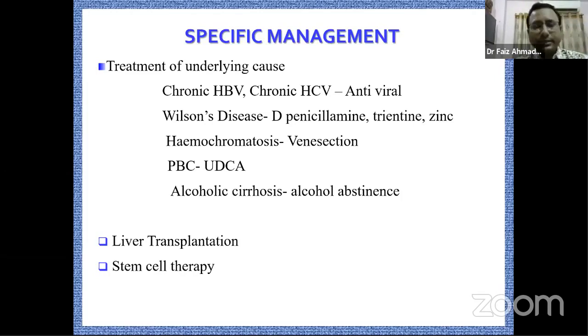So liver transplantation is the only curative treatment for cirrhosis of liver. This can be asked in exams, and you should know that liver transplantation is done a lot in many countries of the world, and after liver transplantation the survival benefit is very good, patient life expectancy increases a lot. 70% of patients survive more than 5 years, and 10 year survival is 50 to 60% after liver transplantation.